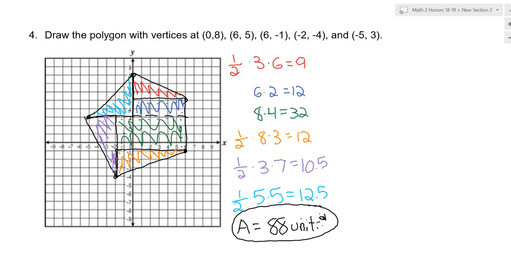Now we have to find the different pieces. So I'm going to find this piece first. Alright, again, this was 3 and 6. So that's 9 plus 36. Square root. That comes out to 6.7.